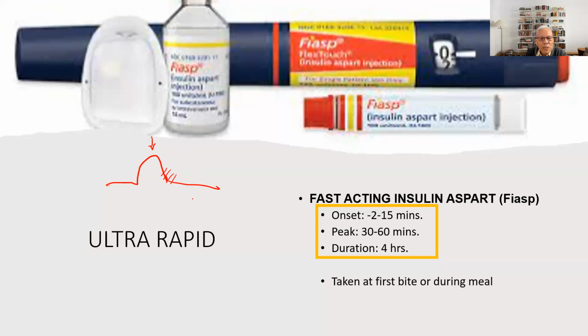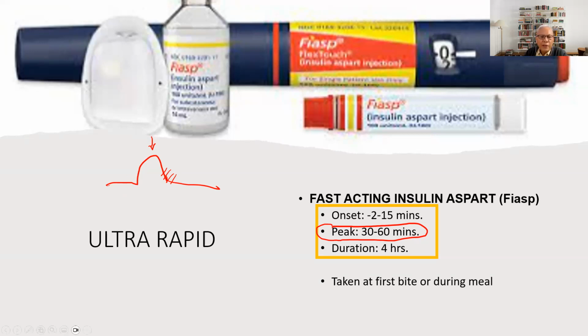When are they most likely to have an insulin reaction? It's always going to be related to the peak time, the maximum effect of that insulin. So in an ultra-rapid insulin, the peak is going to be 30 to 60 minutes following the dose. And therefore, the hypoglycemic episode is most likely to occur within an hour or 30 minutes.